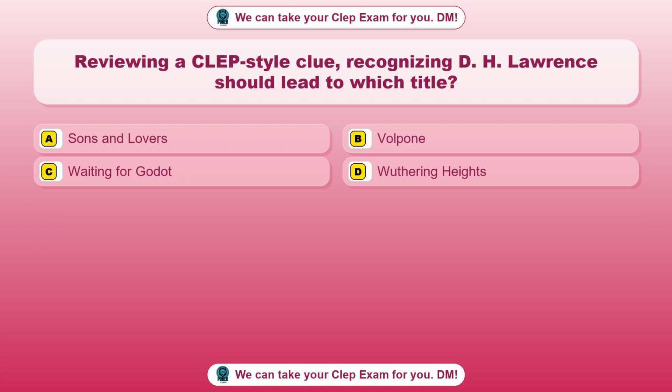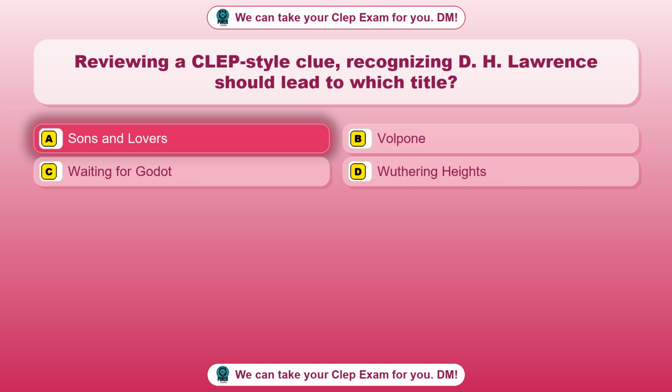Question 41. Reviewing a CLEP style clue, recognizing D.H. Lawrence should lead to which title? Option A, Sons and Lovers. Option B, Volpone. Option C, Waiting for Godot. Option D, Wuthering Heights. The correct answer is option A, Sons and Lovers.